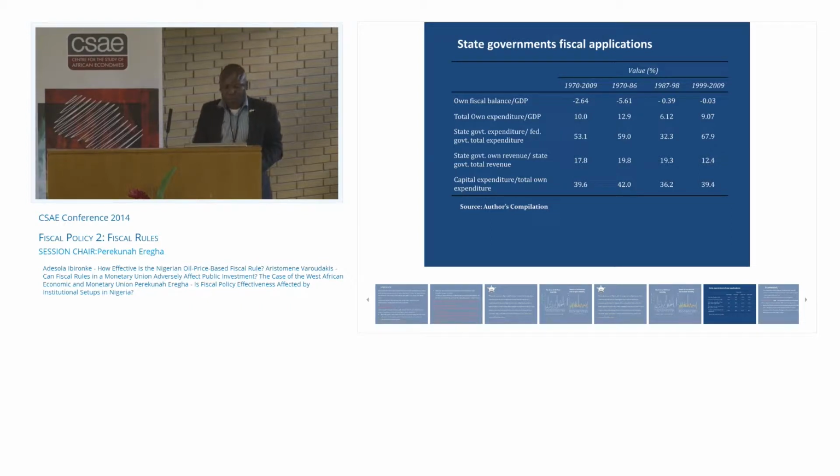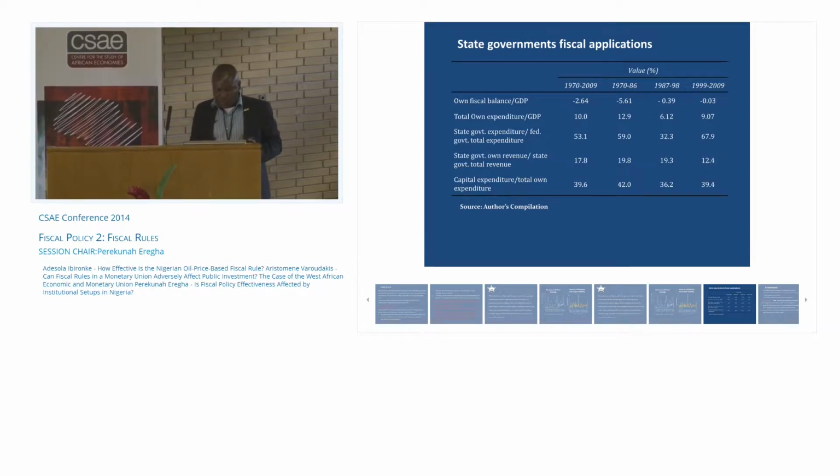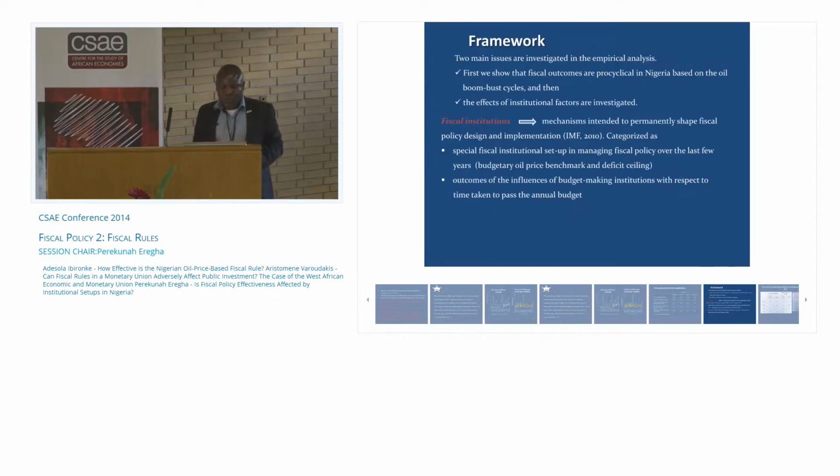They put more pressure on the available revenue so that they can have a bulk of this revenue as their own to implement in their own state. So the state government's own revenue in terms of their total revenue is on a high side, and so is state government expenditure as a ratio of federal government expenditure, compared to the federal government's own revenue to GDP. Now, the framework the author used is from two aspects: the fiscal institution aspect and the political institution aspect. This is the framework.